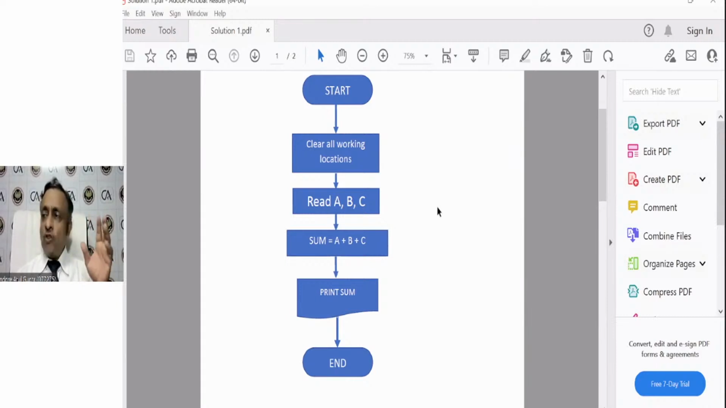Okay. So the first flowchart I have shared. Let us go to our PPT where we left day before yesterday, and then we'll continue.